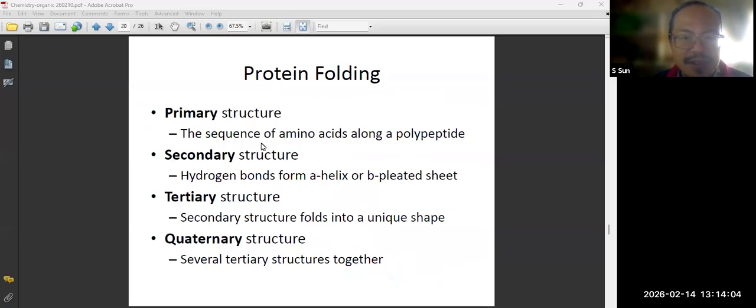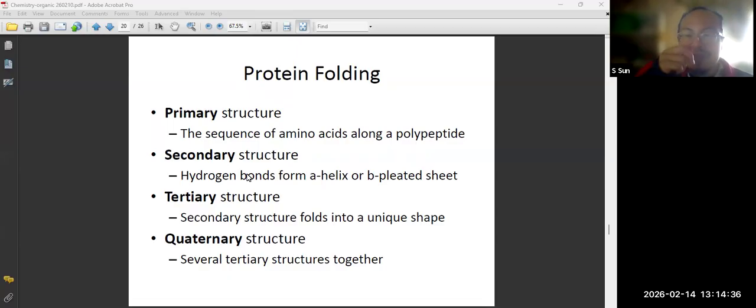Primary is just the sequence, the long amino acid polymer, along this polypeptide. A short one is peptide. Peptide usually we don't fold because it's pretty short already. Polypeptide we start to fold, and a long polypeptide is protein. Primary structure is the linear structure. Secondary structure is a two-dimensional structure.